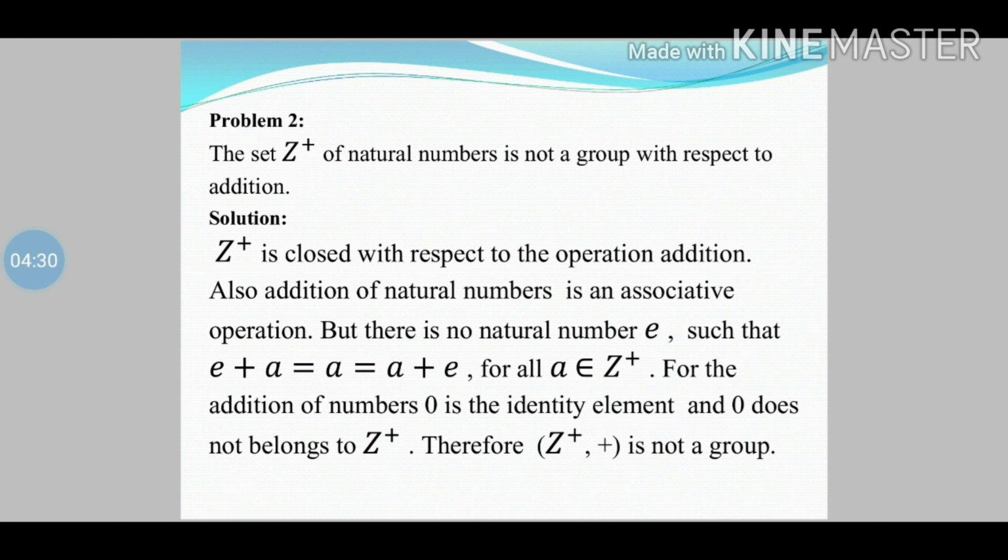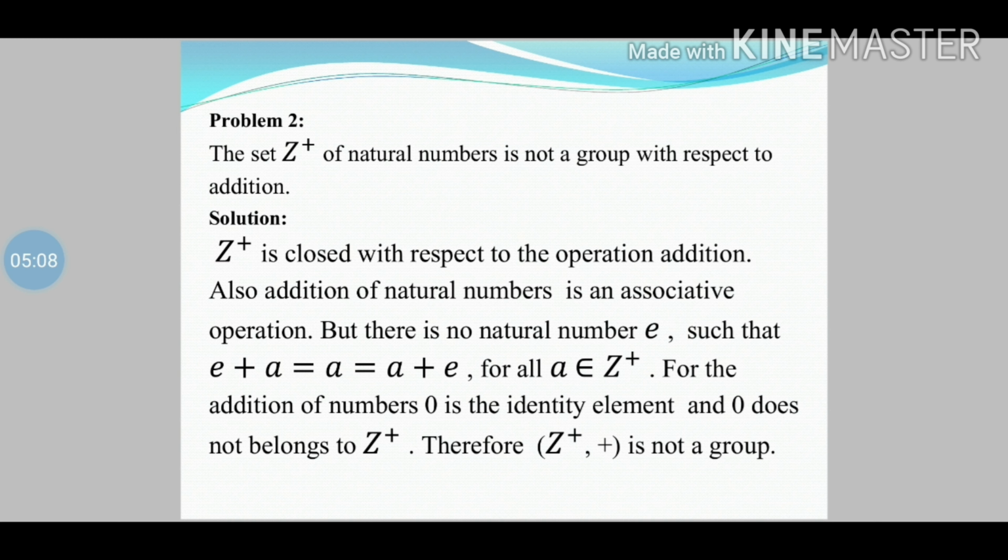Second problem. The set Z plus of natural numbers, that is the set of all positive integers, is not a group with respect to addition. What is the reason? We can easily verify that Z plus is closed with respect to the operation of addition. That is, if we add any two natural numbers, the resulting number must be a natural number. And the second condition, associativity, is satisfied in Z plus.